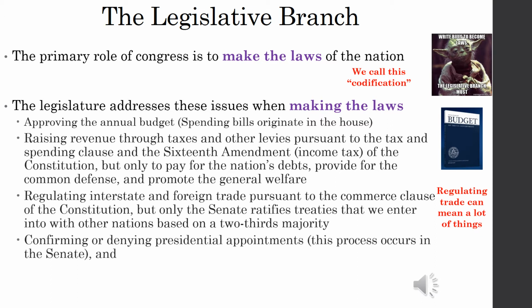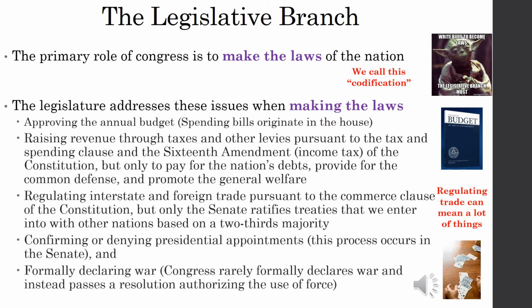Congress confirms or denies presidential appointments. This process occurs in the Senate. That's one of the checks that we learned. And Congress formally declares war. Here's the thing. Congress rarely formally declares war and instead passes a resolution authorizing the use of force. You'll learn about resolutions more when we look at Congress in detail. Go to the next slide.